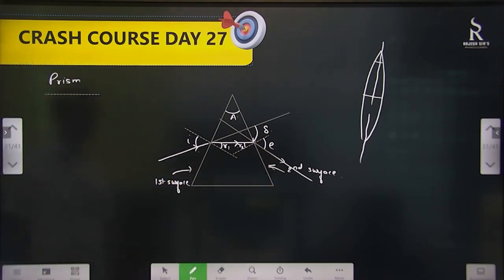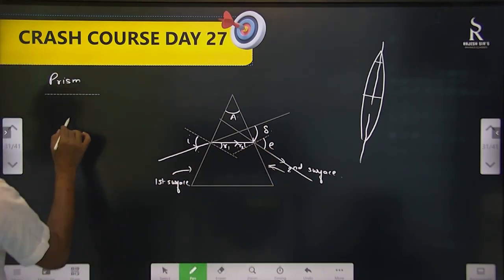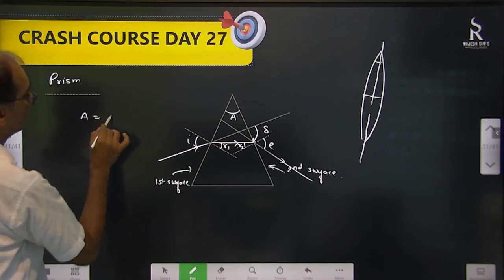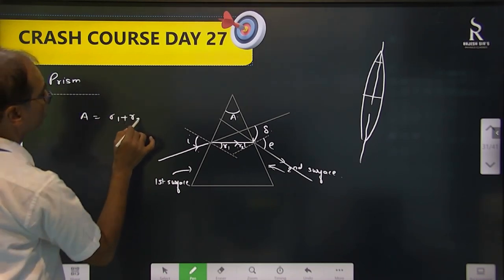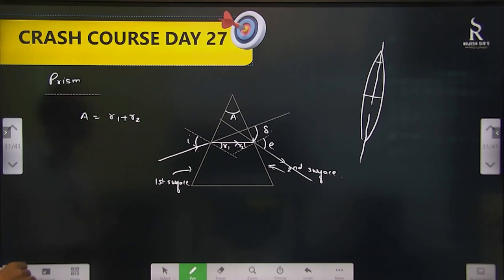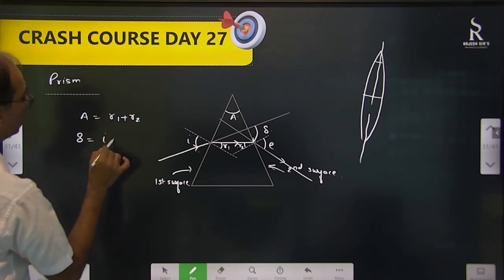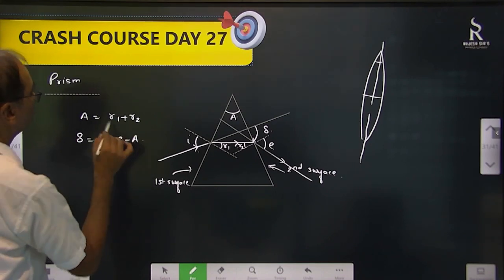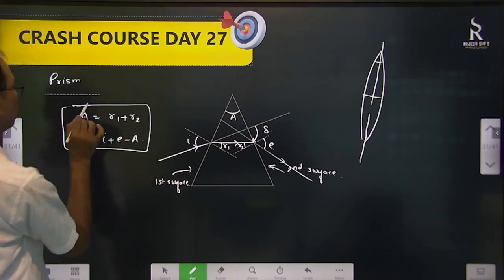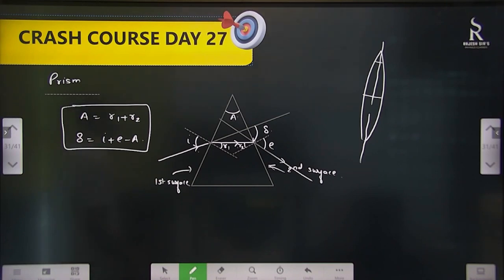Okay. So we need to have certain relations. What relations are there? A is actually equal to R1 plus R2, and delta equal to I plus E minus A. These are two very, very important relations that we should remember. A equal to R1 plus R2 and delta equal to I plus E minus A.